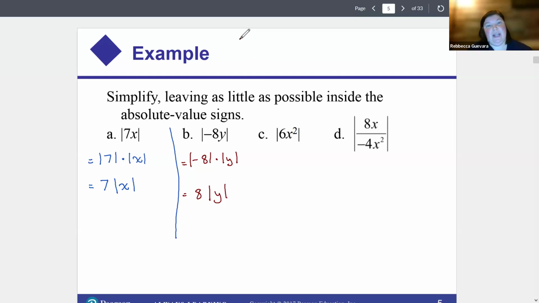So if you remember, if I had 3 squared, that gives me 9. If I have a -3 and I square it, I get a +9. So what that means is that if I take any number and I square it, the result is going to be positive.